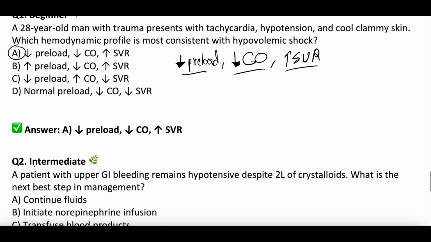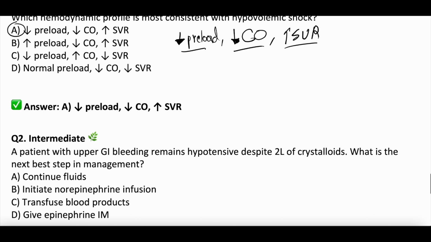All right, question number 2, intermediate. A patient with upper GI bleeding remains hypotensive despite 2 liters of crystalloid. What is the next best step in management? A, continue fluids. B, initiate norepinephrine infusion. C, transfuse blood products. D, give epinephrine intramuscular. All right, there's essentially, how do you resuscitate an upper GI bleed? Well, hopefully we said it over and over and over again, but the correct answer is, pause if you need to, C, give blood product.